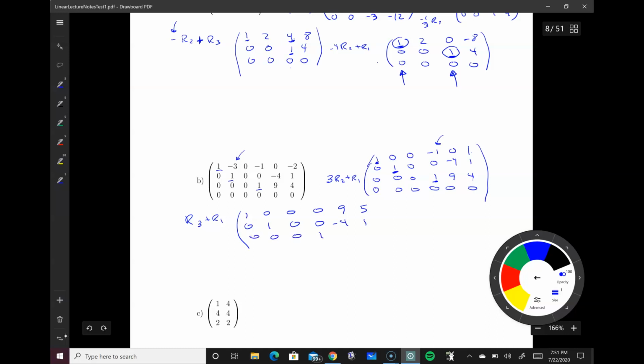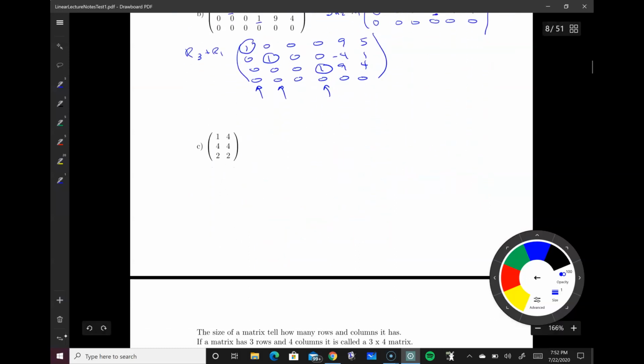0, 0, 0, 1, 9, 4. And my row of zeros at the bottom. Okay, so here are my pivot positions. And these 3 would be my pivot columns. All right, one more.